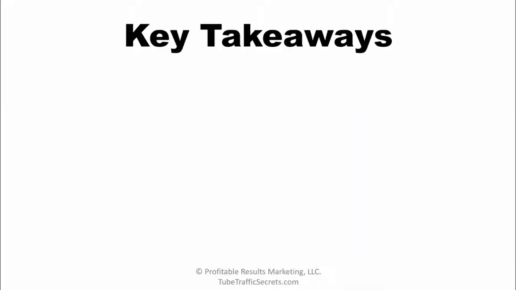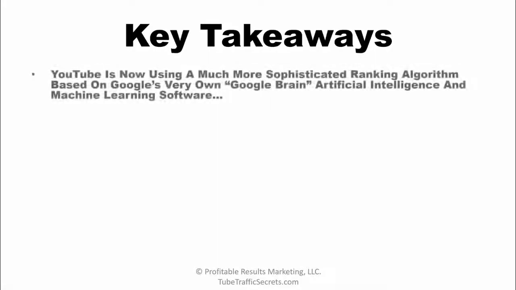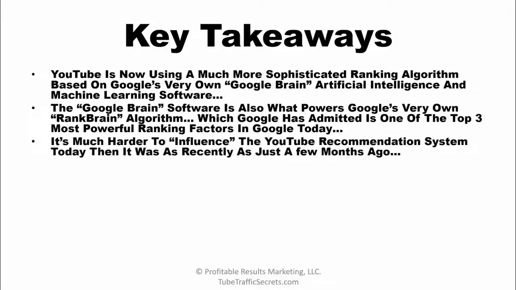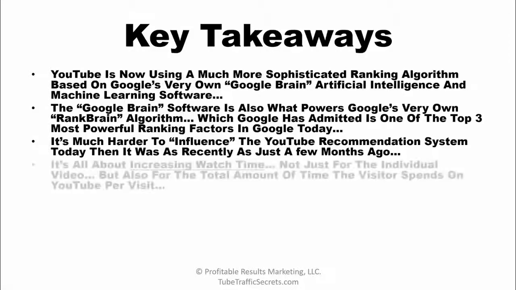But first, let's talk about some of the key takeaways from this research report. YouTube is now using a much more sophisticated ranking algorithm that is based on Google's very own Google Brain, artificial intelligence, and machine learning software. Now, Google Brain software is also what powers Google's own Rank Brain algorithm. And the Rank Brain algorithm is something that Google has admitted is one of the top 3 most powerful ranking factors in Google today, which means it's much harder to influence the YouTube recommendation systems today than it was as recently as just a few months ago.